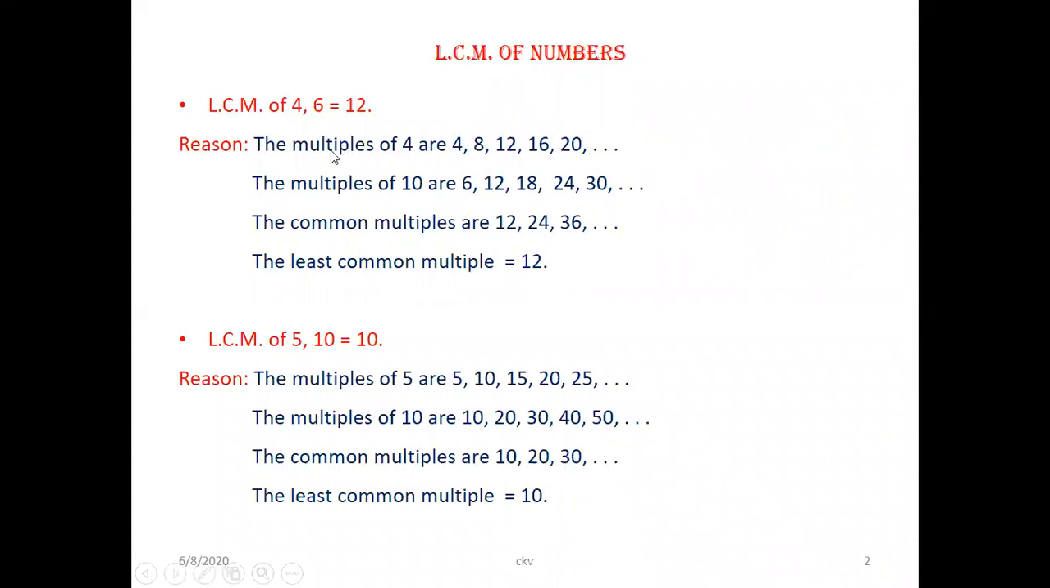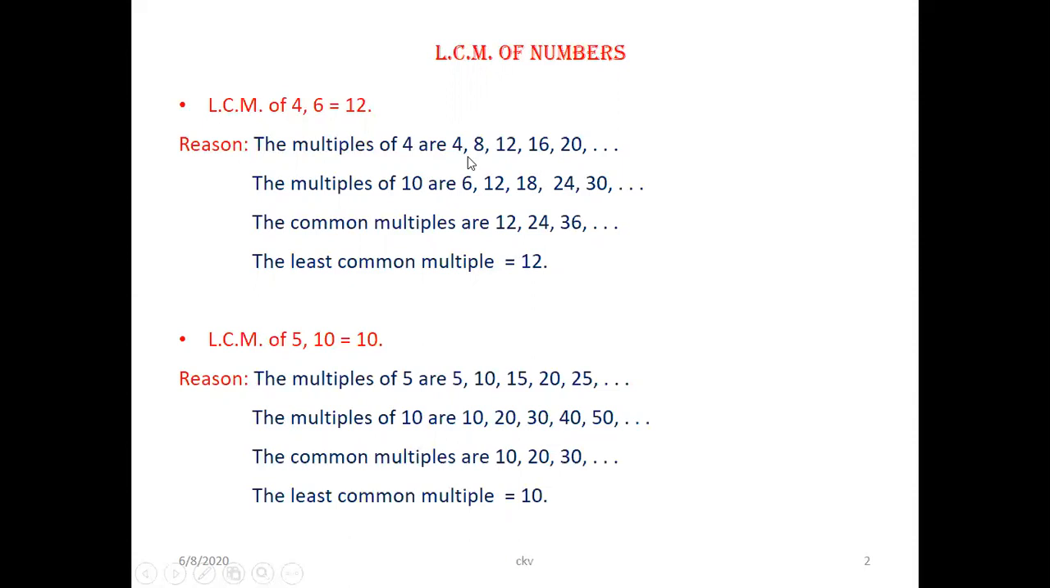Infinite numbers. Multiples of 6 you have to now write. The multiples of 6 are 6, 12, 18, 24, 30, and so on. Now you need to pick up the common multiples of 4 and 6. Among these multiples, 12 is common to both, and 24 will be common to both. 36 would be common to both.